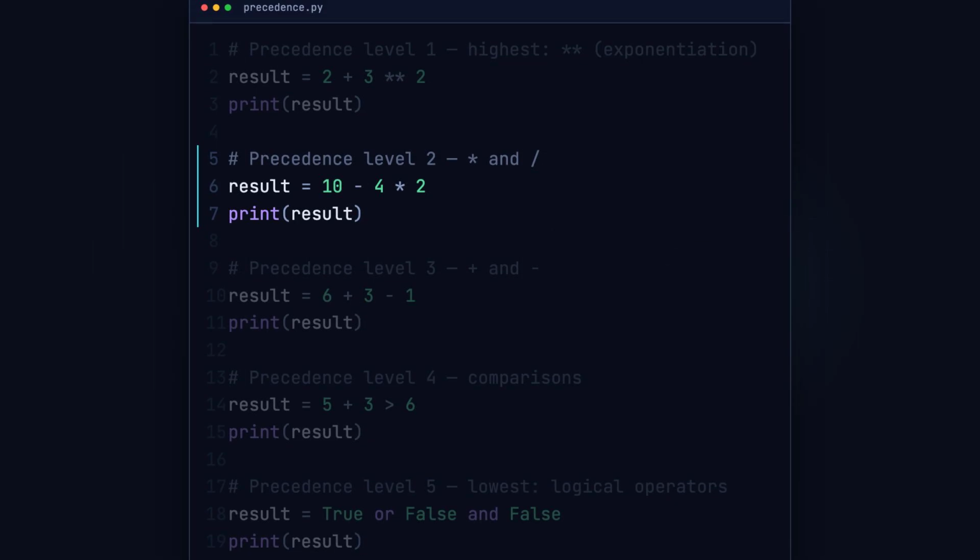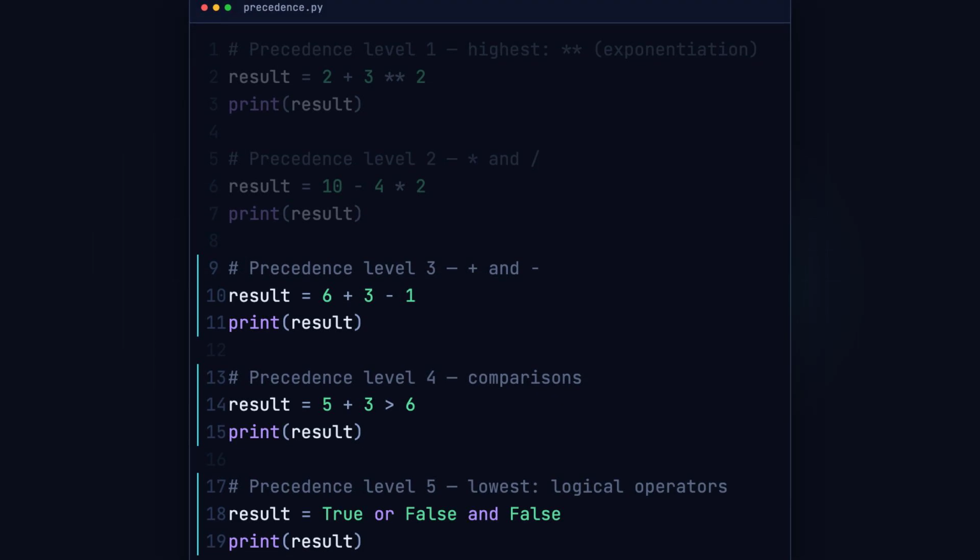Next in line are multiplication and division. In 10 minus 4 times 2, Python multiplies 4 times 2 first to get 8, then subtracts that from 10, giving 2. Addition and subtraction come after that, then comparison operators like greater than, and finally the logical operators and, or, not, which have the very lowest priority of all.